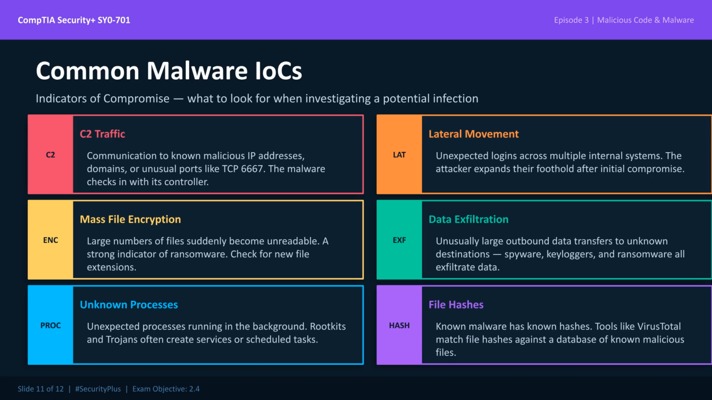Data exfiltration is unusually large outbound transfers. Unknown processes are unexpected services or scheduled tasks created by Trojans or Rootkits. File hashes are fingerprints of known malicious files. Tools like VirusTotal match them against a database.